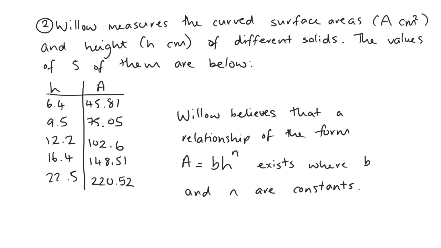Willow believes that a relationship of the form A equals BH to the power of n exists where B and n are constants. So the questions will always look like that. You'll get a table of values. You will see this type of equation, and then you know it's a log graph question. Okay, so that's all the preamble, and then we'll get on to part A of the question.